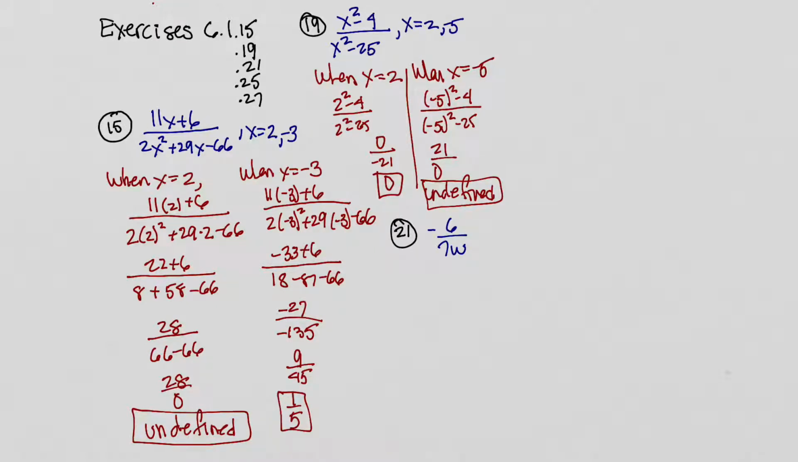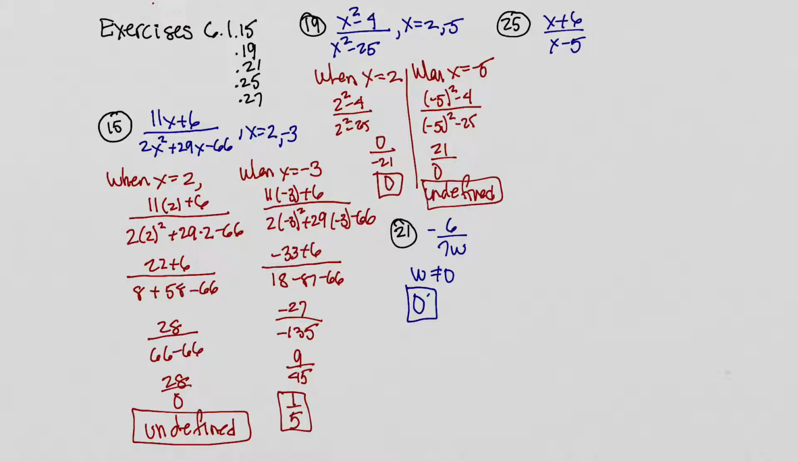In this problem, number 21, we're supposed to identify all numbers that w cannot be. What's going to make this thing undefined? Well, we do not divide by 0, so we don't want this denominator to be 0. So 7 times what is going to be 0? Well, 7 times 0 is 0, so we are going to say w cannot equal 0. To answer the question, it says find all numbers for which the rational expression is undefined. This expression is undefined when w is equal to 0. So we found the numbers that make it undefined.